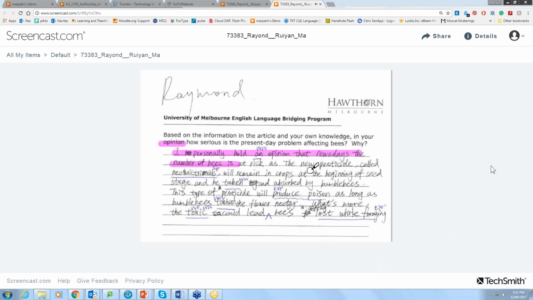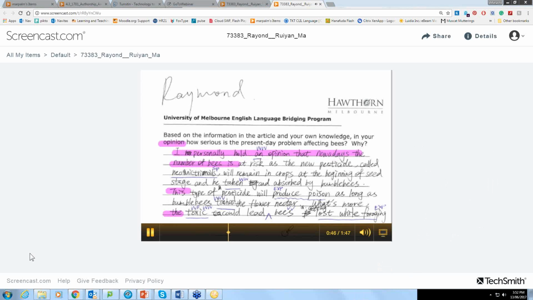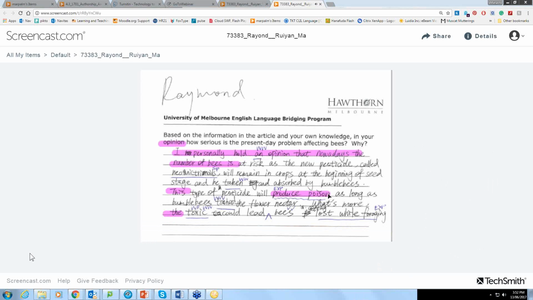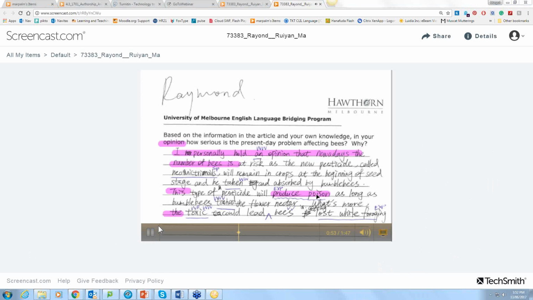You've tried to use linkers. Your writing is clear. The link is this type, the toxic. You have tried, there's fairly good grammar in there. Now, on the other side, there's a lot of opportunities to use formal language. So there's problems with your expression here. This pesticide will produce poison. The pesticide is poison. It's not producing poison. So you're showing that you didn't understand the article there. So, for example, that's an example of when you've tried to paraphrase, but you've actually changed the meaning.